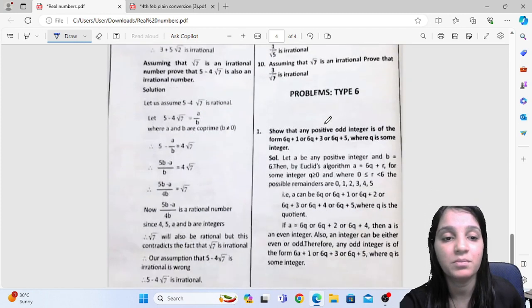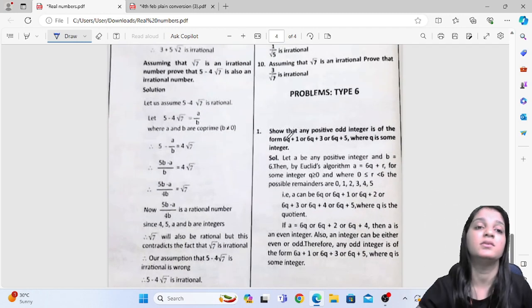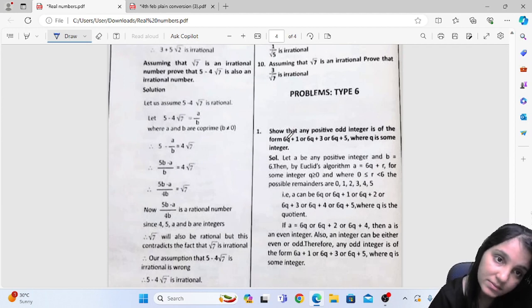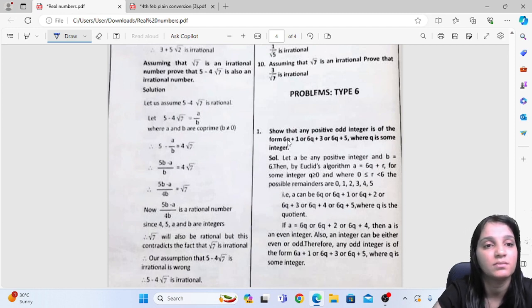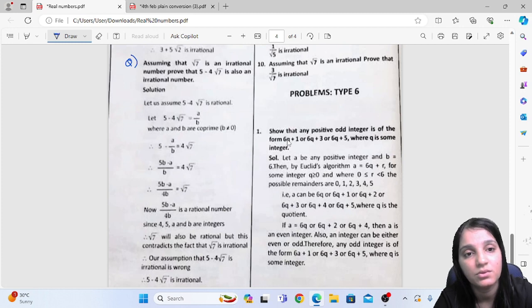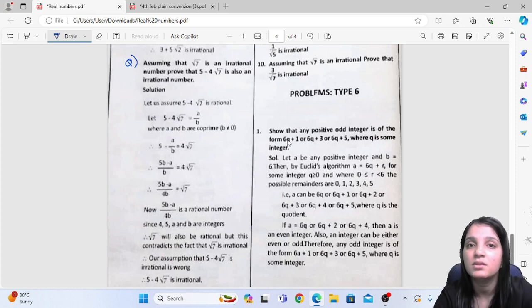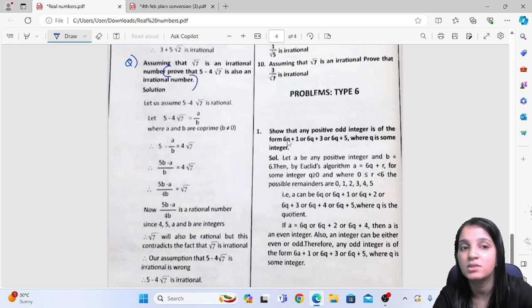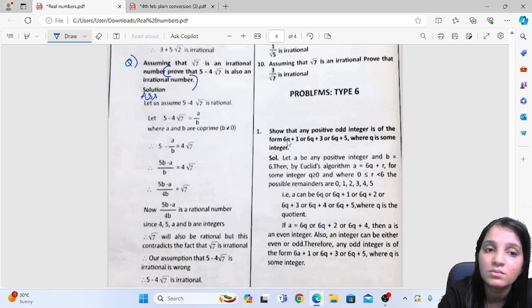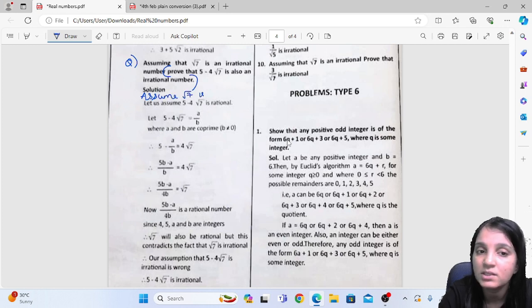And the most important problems which are asked in the exams are these. Assuming that root 7 is an irrational number, prove that 5 minus 4 root 7 is also an irrational number. Now see, root 7 they have told you to assume. If the problem comes like only prove that 5 minus 4 root 7 is also an irrational number, then you have to always start with: assume root 7 is an irrational number.